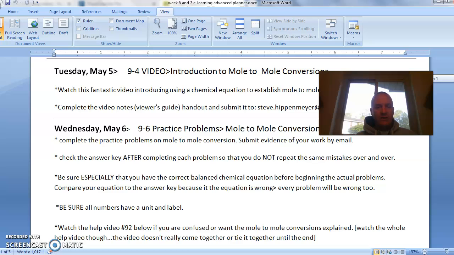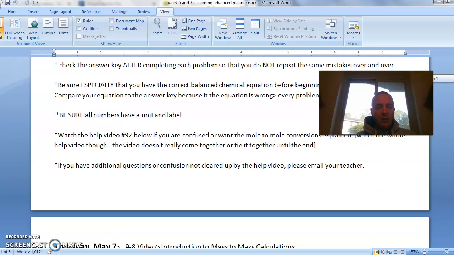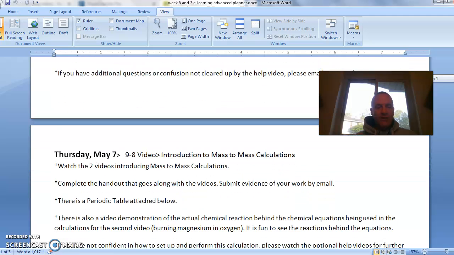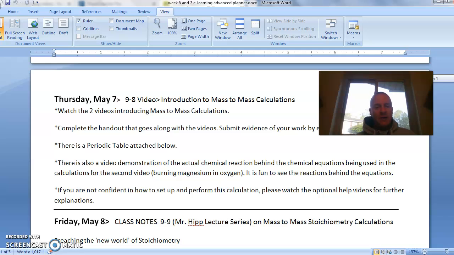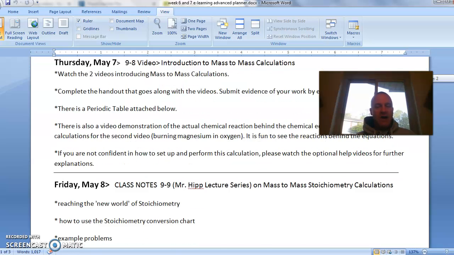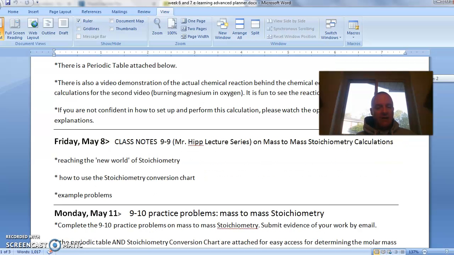The reason we spend so much time on Unit 8 is because the chemical equation is hugely significant in the subject of chemistry. And in Unit 9, we learn to use the chemical equations. So Wednesday will be mole-to-mole conversions. On Thursday, there will be videos introducing what we call mass-to-mass calculations, again using the chemical equations. Friday is a video that I've created on mass-to-mass calculations.